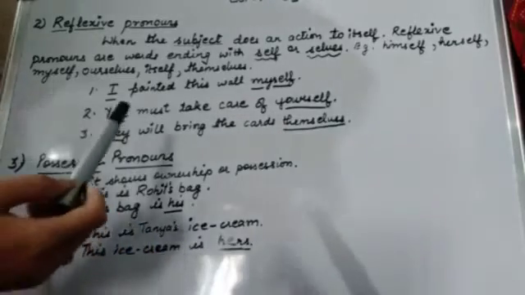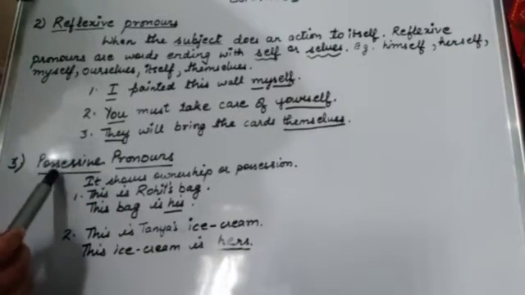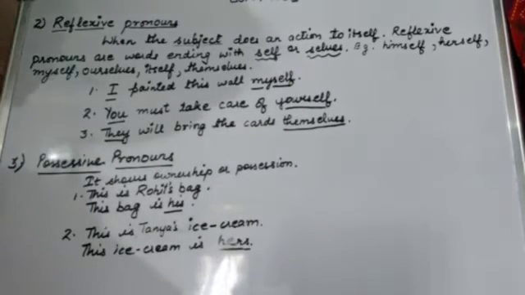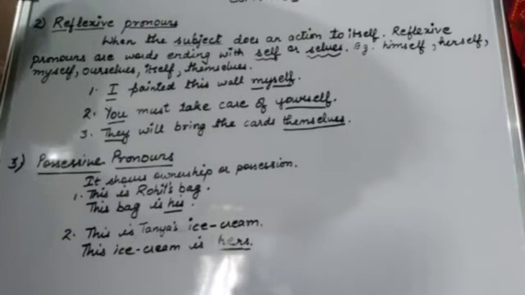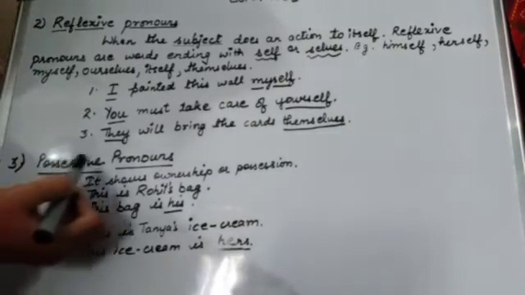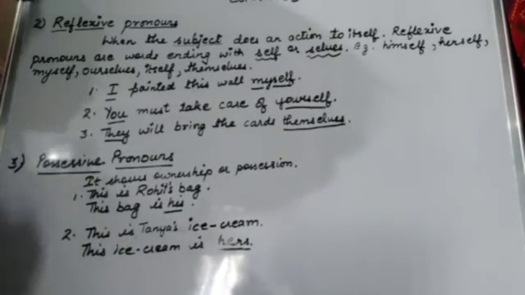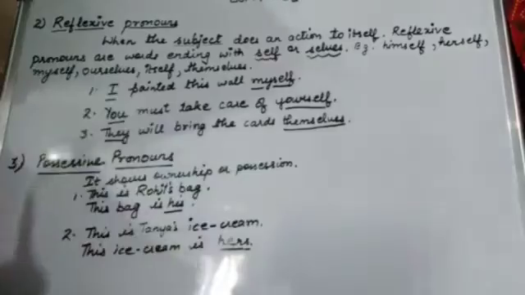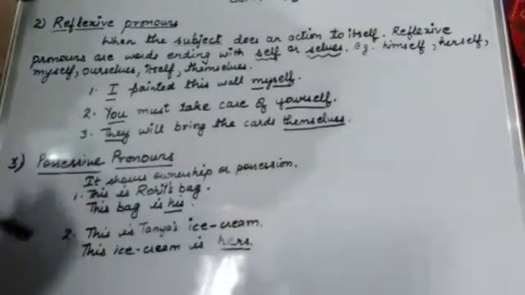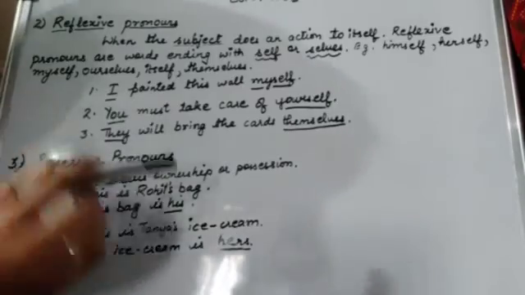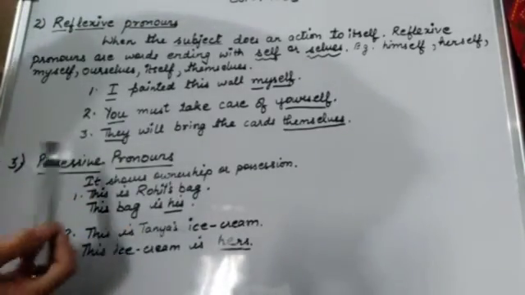Okay. The third type of pronoun is your possessive pronoun. Possessive means, class, you remember we have done in adjectives also, possessive adjectives. The word possessive means ownership, when something belongs to you. So it shows ownership or possession. When you buy something, if you have bought a pencil, then you are the owner of that pencil. So that means ownership.